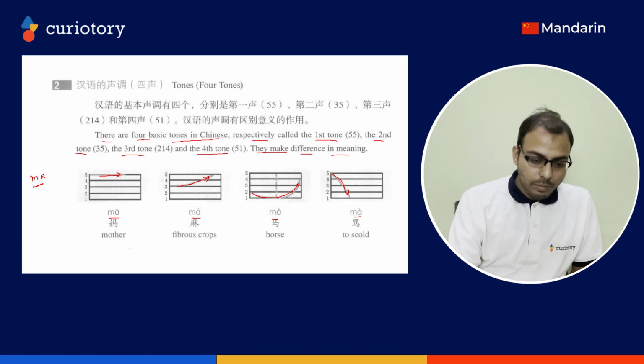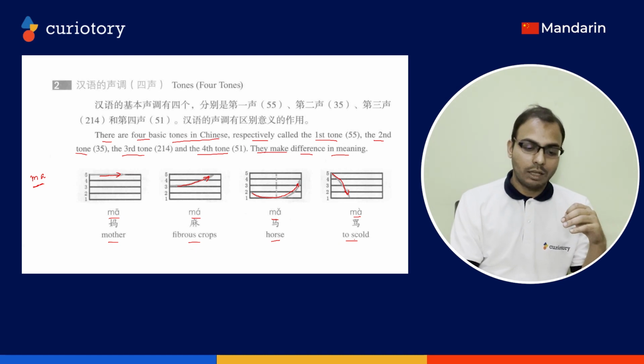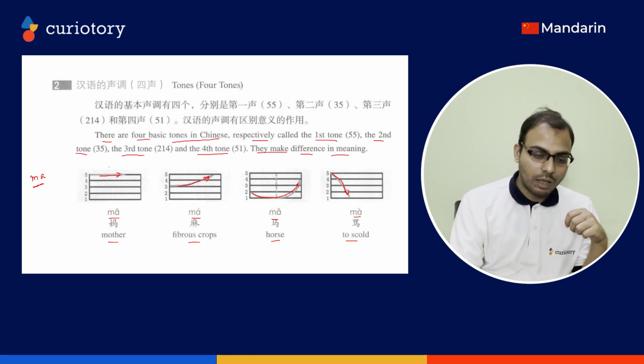And the meanings in the four cases are as here. Okay, so the conclusion is Chinese is a tonal language. You have to take care of the tones when speaking. One thing more, the tone marks.